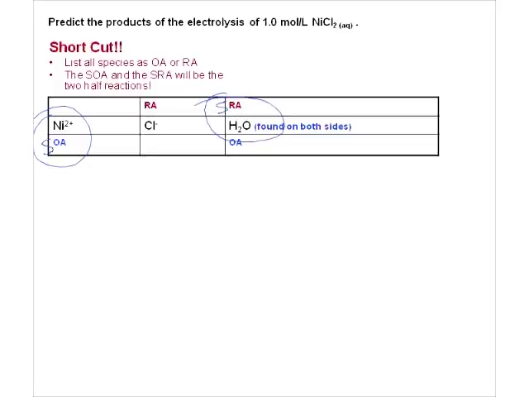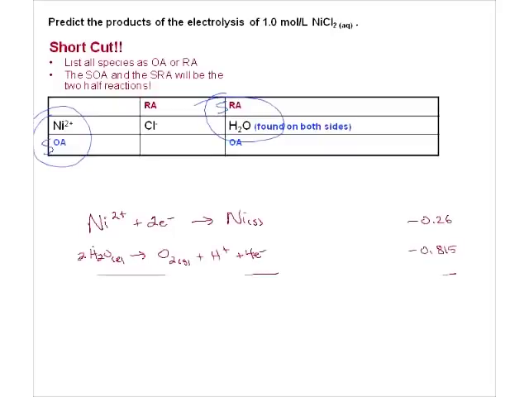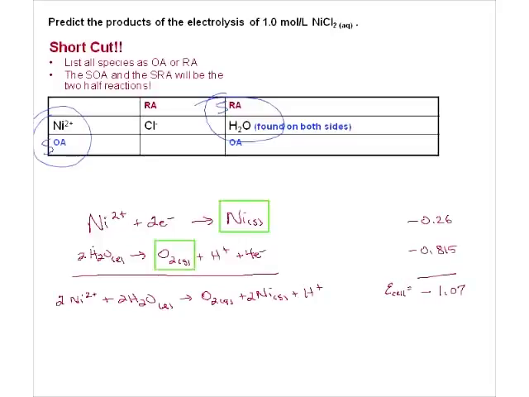So I rewrite this from the table. Nickel being reduced, water being oxidized, and lo and behold, we're going to see the production of nickel metal and oxygen gas. So you're going to see one electrode, you're going to start seeing a buildup of nickel metal. On the other electrode, you're going to see the bubbling of oxygen gas.